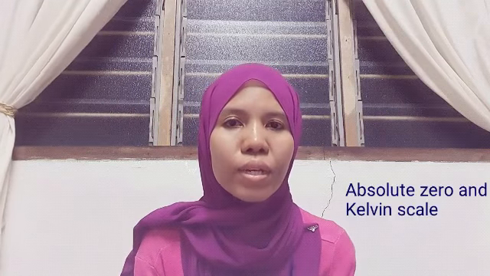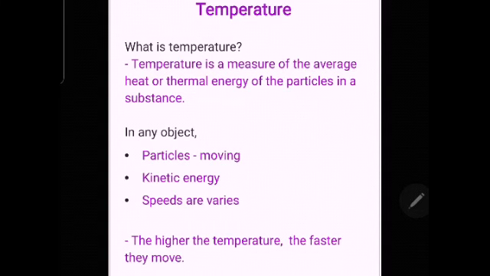Okay, today we are going to continue the second unit which is about temperature. Okay, last class hari tu kamu dah belajar pasal thermometer, right? So today you are going to learn about three things. First is about what is temperature. The second one is how the thermal energy is being transferred, and the last one is about absolute zero and the Kelvin scale. First of all, you have to know what is temperature.